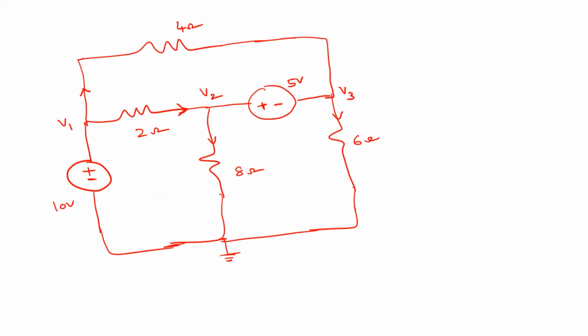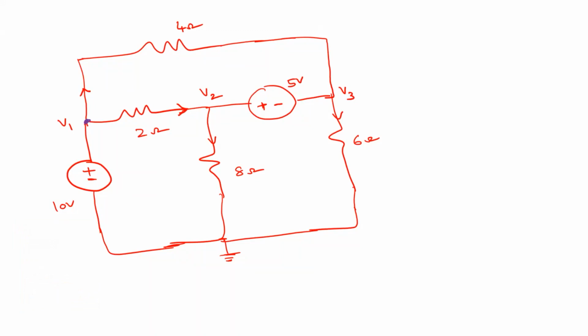So what is the next step? KCL, right? So apply KCL here. But at node 2 we cannot apply KCL, sir, because of that voltage source. Can you apply at V1? This node, can we apply KCL?